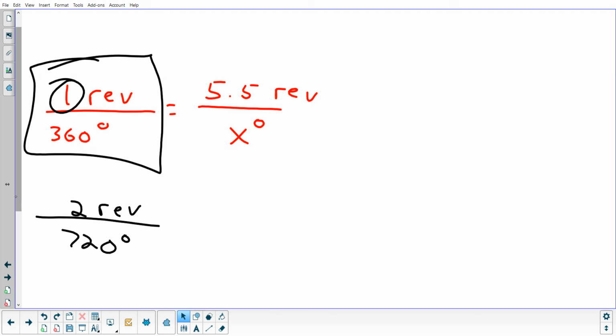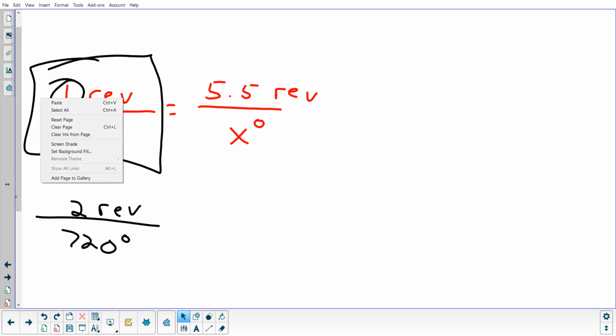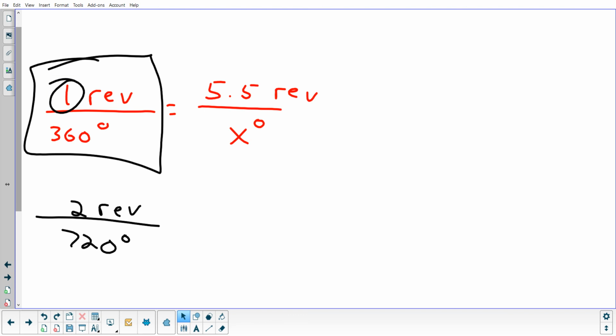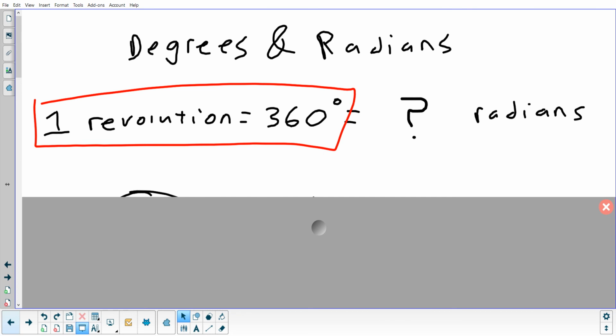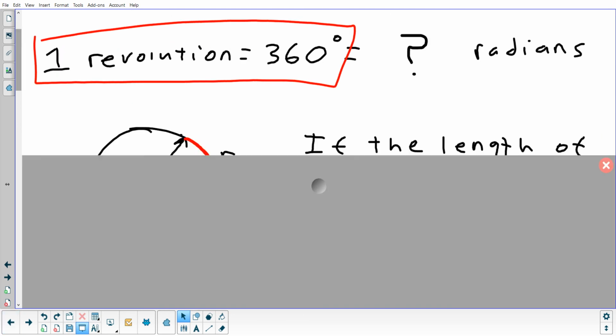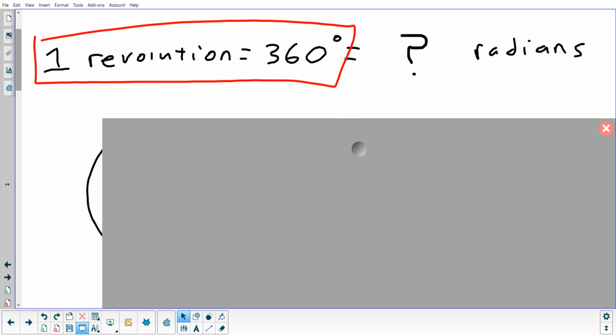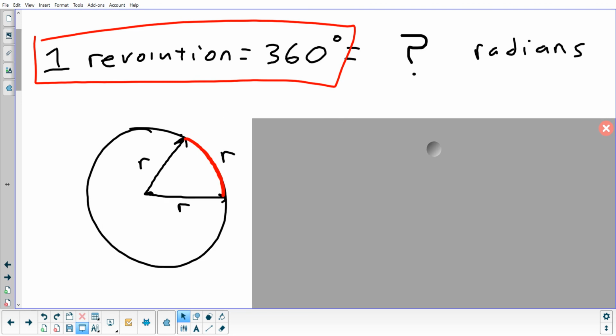So this is what we have to figure out. What's in this box? But we have to figure it out for degrees and radians. How many radians in how many degrees? So that's what I want to try to figure out. By the end, we're going to know this question mark, and then we'll be able to convert from degrees to radians. Let me start out with this diagram.